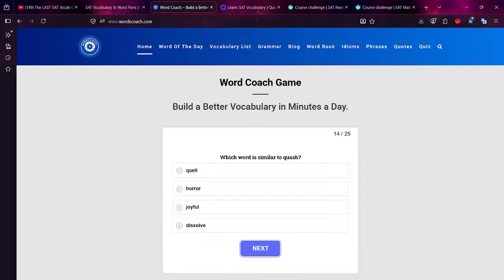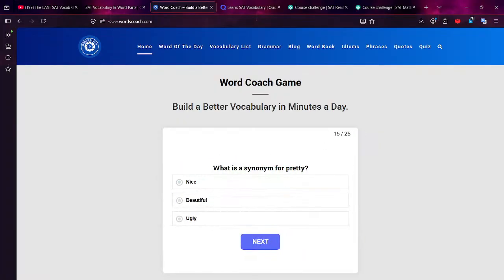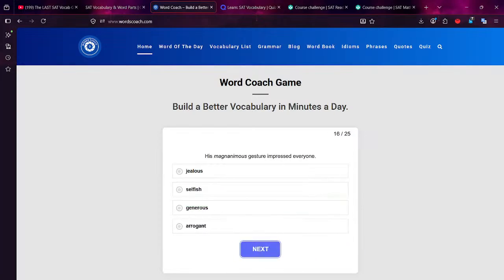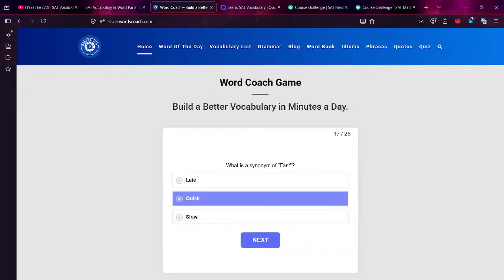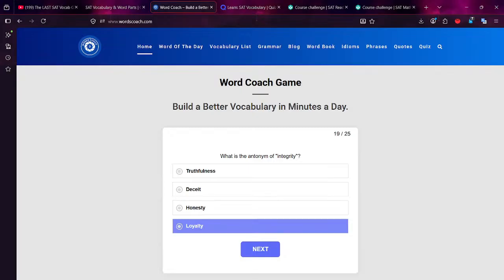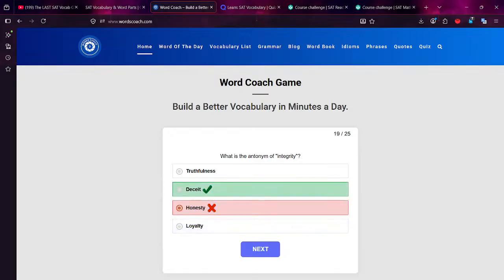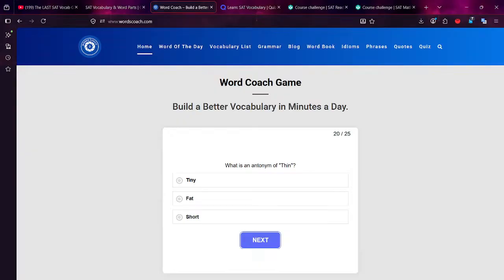Which word is similar to wash? Wash. Well, I think it's close. Synonym for pretty. It's gonna be beautiful. Magnanimous. It's gonna be generous, right? Fast is gonna be quick. Prosaic. Integrity is gonna be honesty. Oh, but antonym. Antonym of thin is gonna be fat.